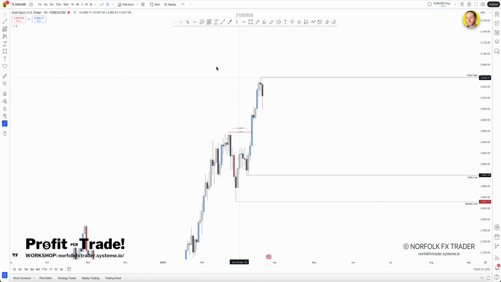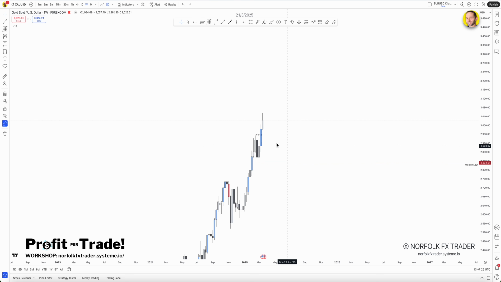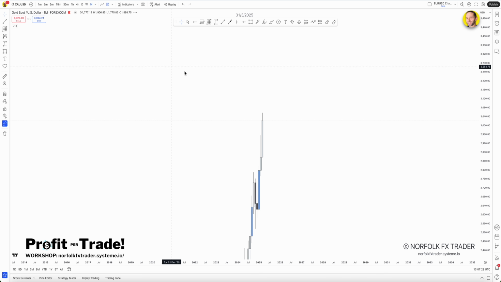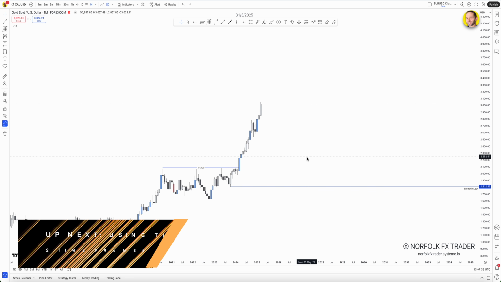It's also a run on the weekly. We move to the weekly and see that current run on the weekly. And obviously, when we look at a monthly, we can see that bullish run on a monthly time frame. So that's how we look at marking up a top-down analysis.